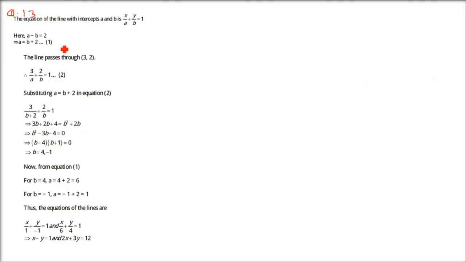This one is question number 13. Find the equations of the straight lines, each of which passes through the point 3, 2 and cuts off intercepts A and B respectively on x and y axis such that A minus B equals 2. So it is very clear that A minus B equals 2. We have a relationship between A and B. You can always write A as B plus 2 or B as A minus 2. We have to find the equations of the lines. So there will be multiple lines; to be precise, there will be 2 lines.